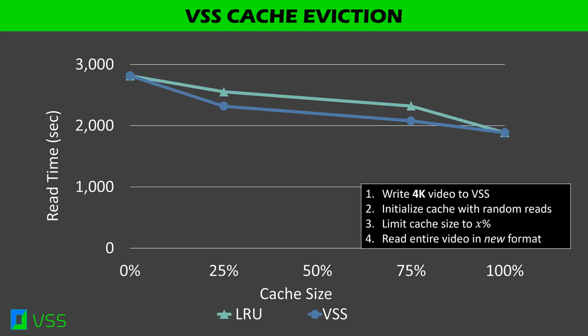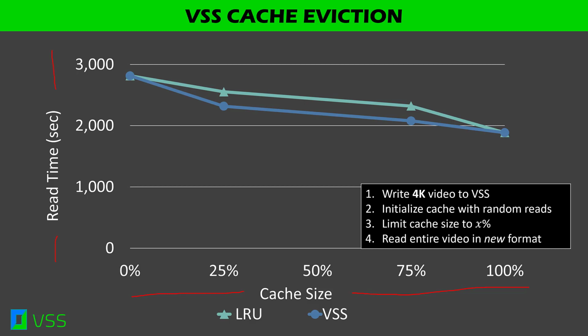But here again, VSS's consideration of the unique low-level characteristics of video data really pays off in terms of performance. In this experiment, we write video data into VSS and again populate its cache with random reads. We then limit its cache to various sizes, as I show on the x-axis, forcing different amounts of eviction inside VSS. And then finally, we read the new video and observe how well VSS is able to utilize its remaining cache, and we show that performance in terms of seconds on the vertical axis.